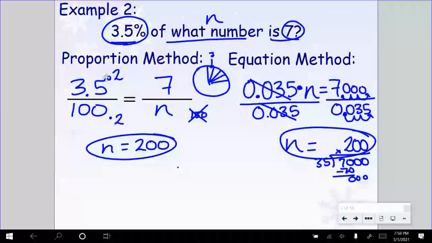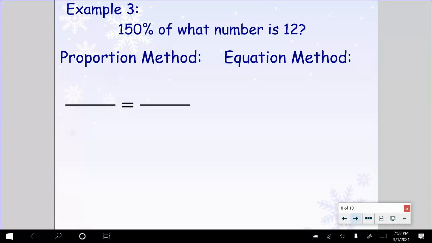Question, Mr. Cowan, is it always going to be some very nice scale factor to multiply or divide by? And the answer is nope, not always. In this case, I'm going to go ahead and do it the cross products way. Now, it won't be pretty, but at least you get to see it.